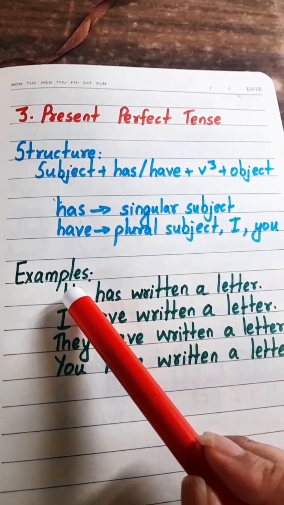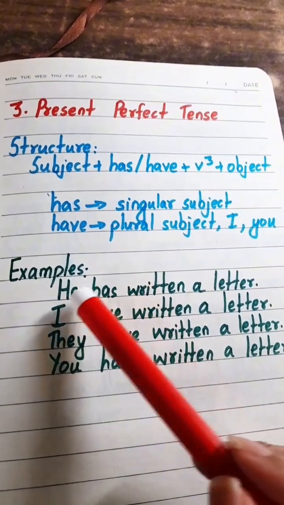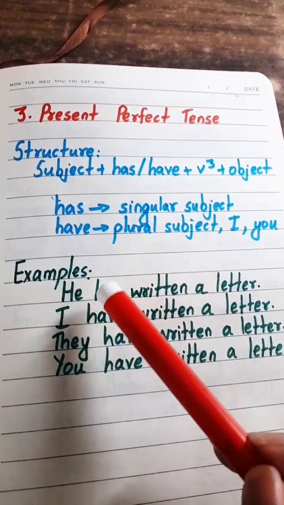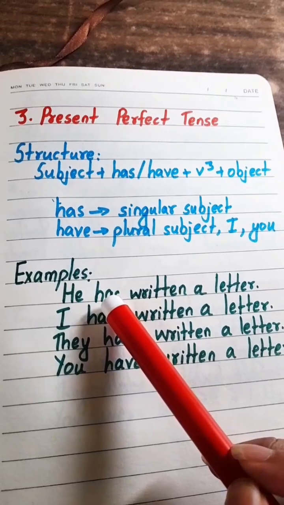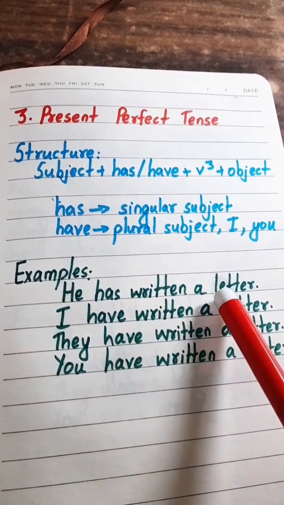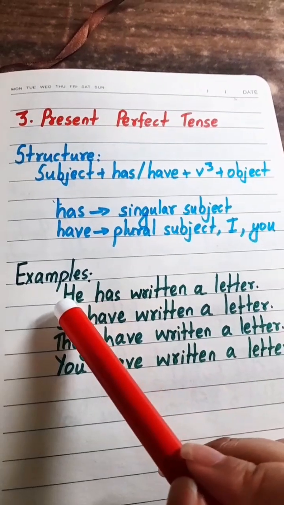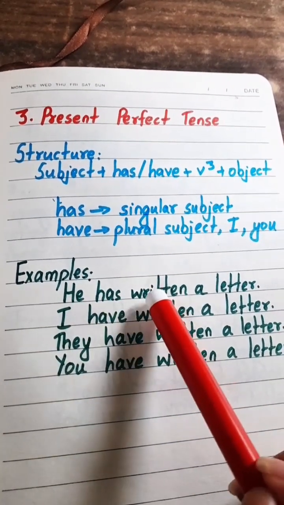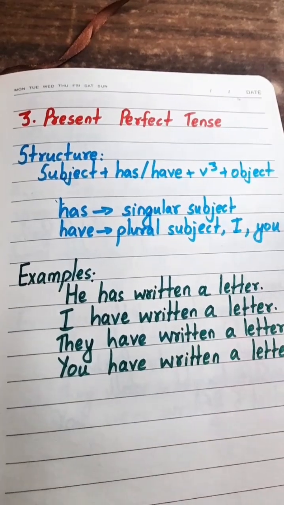Here, he is the subject. He is a singular subject. That is why we have to use has. Then written is verb 3 and a letter is the object. Subject plus has plus verb 3 plus object.